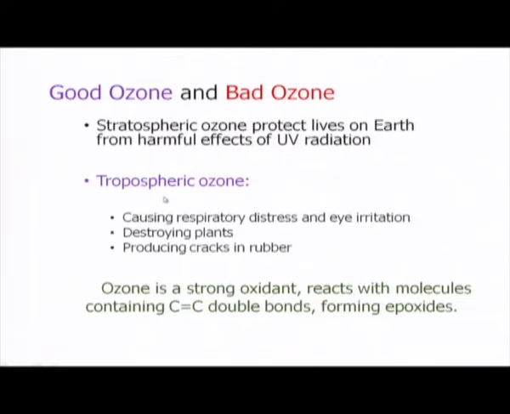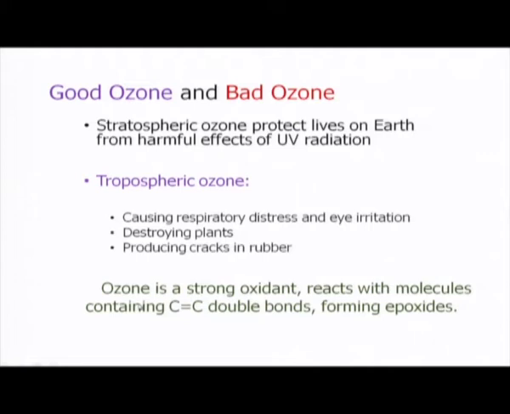On the other hand, if ozone is present in the troposphere, the layer close to the earth, it is considered bad, because it is likely to cause respiratory distress and eye irritation. Earlier we also discussed that it destroys plants and produces cracks in rubber, because the rubber molecule consists of isoprene, which has a double bond. Ozone likes to react with this double bond and form ozonide, ultimately leading to cracks and deterioration of the material. In that way, ozone present in the troposphere is considered a pollutant.